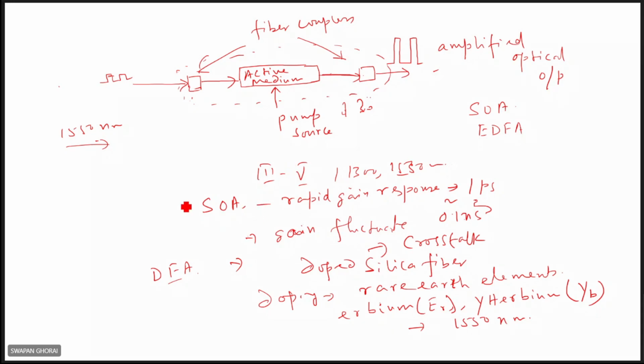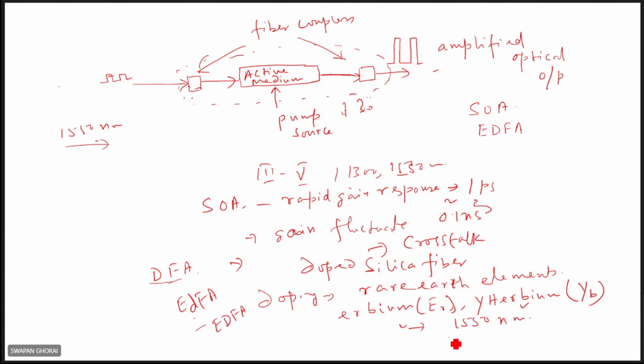But those problems can be overcome if you consider doped fiber amplifiers. An example is EDFA, the erbium doped fiber amplifier. And what are the rare elements used for doping? Either erbium ions or ytterbium ions.